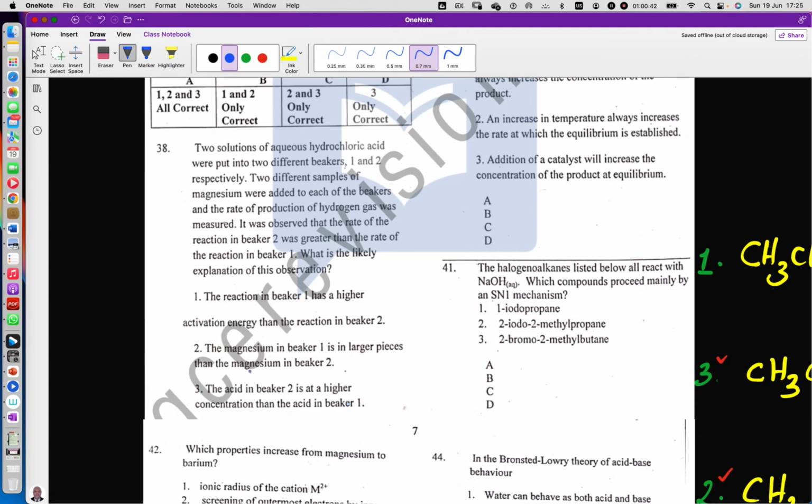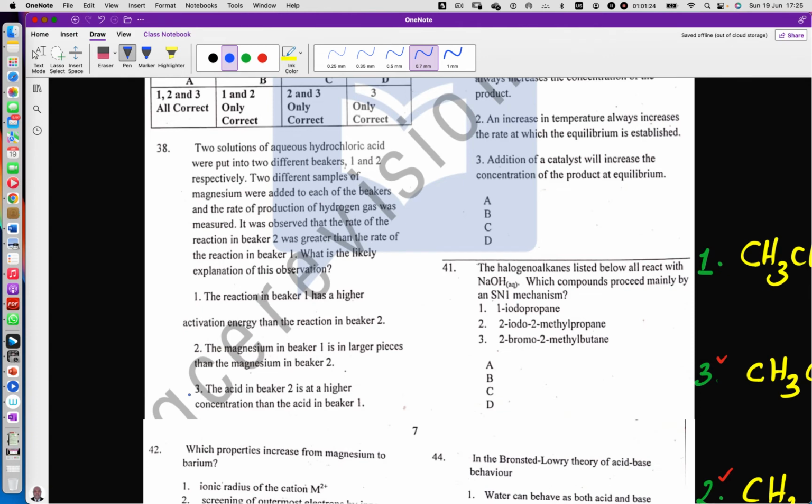The larger piece here will instead slow the reaction. So 3, the acid in beaker 2 is at a higher concentration than the acid in beaker 1. That's the only answer, because 1 does not tally with rate of reaction, 2 does not tally with rate of reaction. So it's only 3 that is tallying with the rate of reaction. So the only answer is 3, and 3 is D. So question number 38, the answer is D.